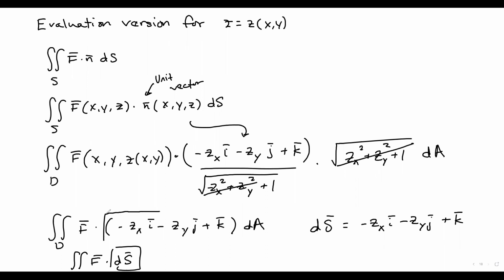If we had downward as the positive orientation because the surface was shaped differently, then instead of using this formula with a plus k, we would want to negate this and use a negative n instead. So we'd have a positive partial of z with respect to x, a positive partial of z with respect to y, and then minus k.